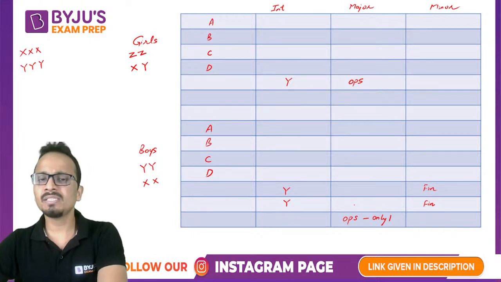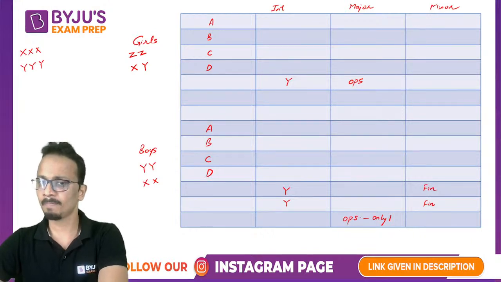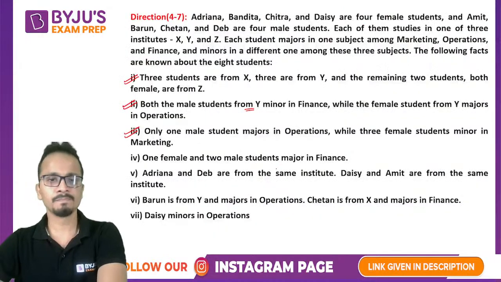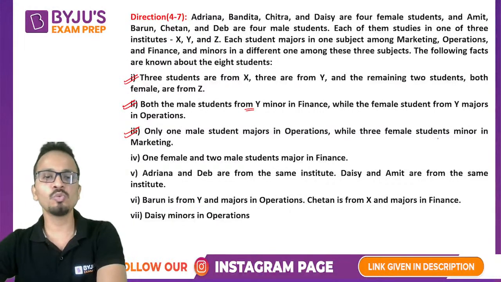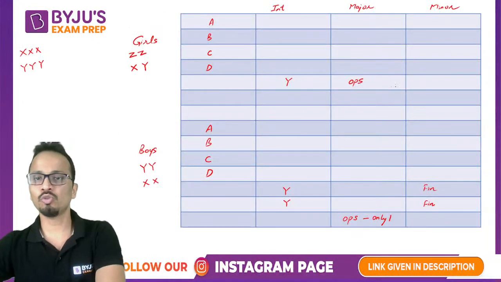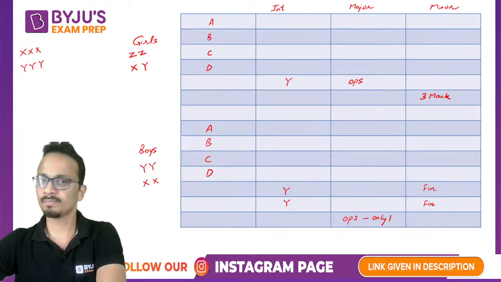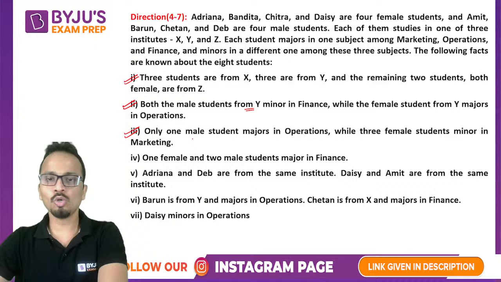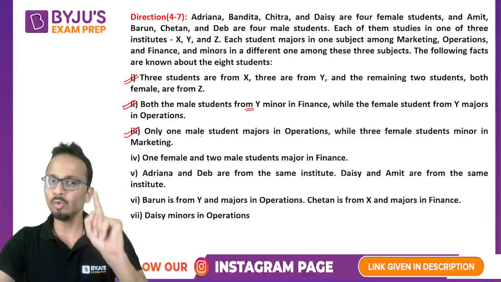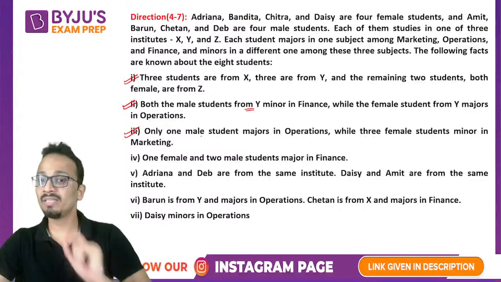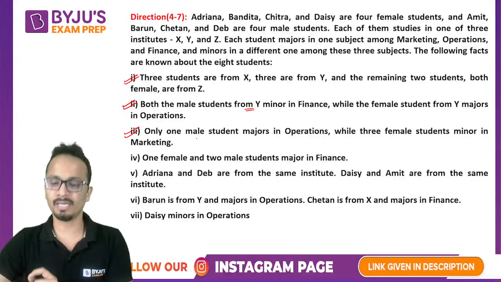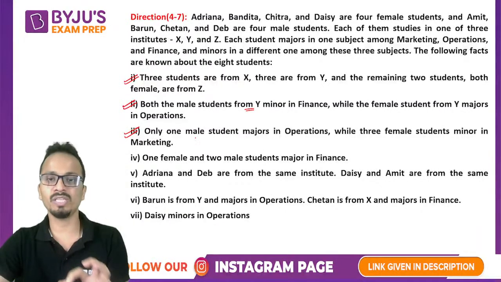this person can be same as the person who has minor in finance. ये same हो सकता है नहीं भी हो सकता. Okay, so only one male student majors in operations while 3 female students minor in marketing. So there are 3 female students who minor in marketing. So 3 marketing का यहाँ पे आ जाएगा. All right, done. So statement number 3 is also over. Major, minor, major, minor. Be careful with these words.